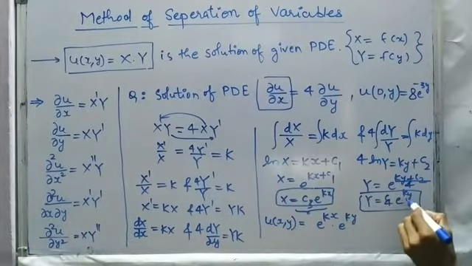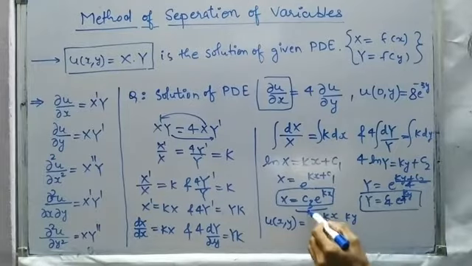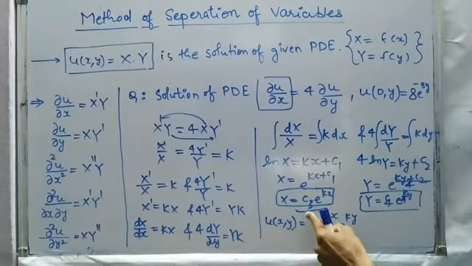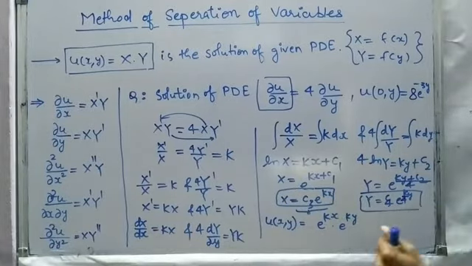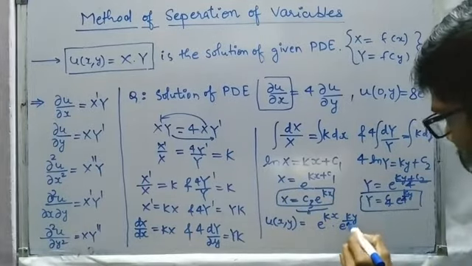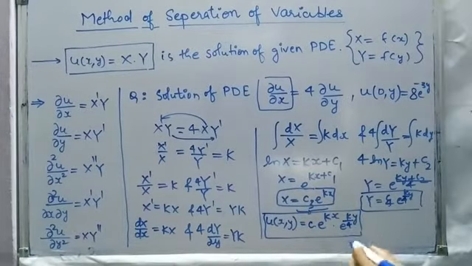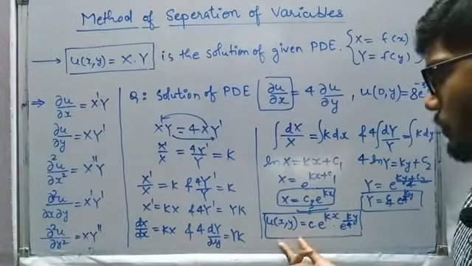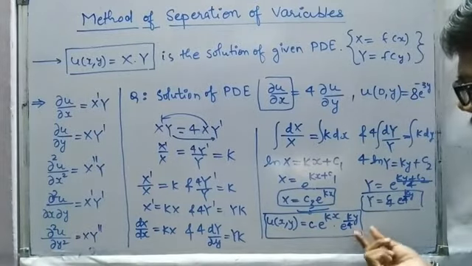So this is nothing but k upon 4 y. And now we are going to get c3 into c4 in multiplication, because this will be c3 e power kx and this will be c4 e power k by 4 y. So instead of writing c3 and c4, we are going to assume the constant as c. So this is going to be our general solution. So u of x comma y is equal to c e power kx and e power k by 4 y.